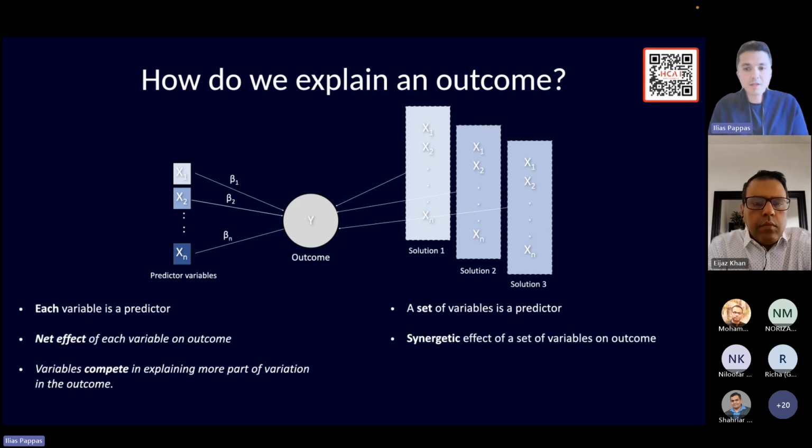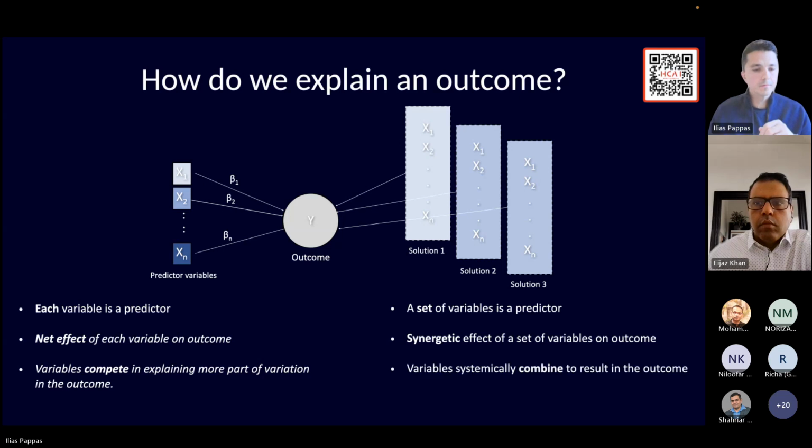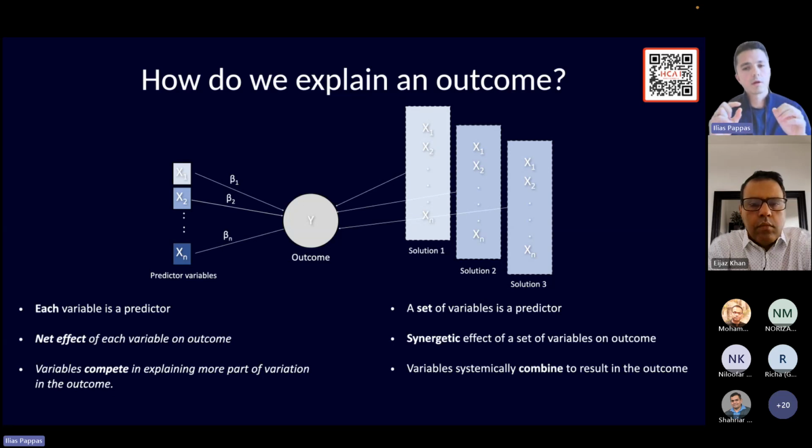This allows us to have a synergetic effect of a set of variables on the outcome. So instead of calculating the net effect, now we're looking at the synergetic effects, how the variables work together to explain the outcome. They're not competing with each other. They combine in order to result in the outcome. So these combinations are also a key term that we use very often when we are describing our solution. We are looking for combinations of conditions, not variables. We become more specific. We use the term conditions.